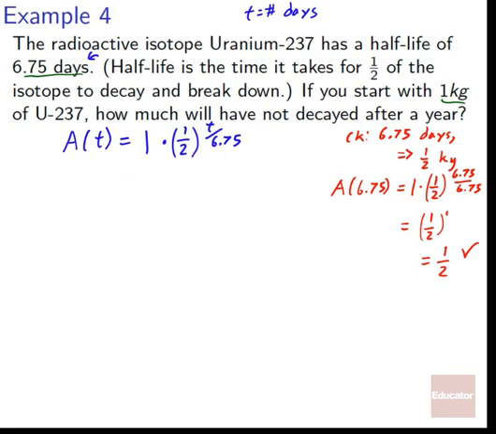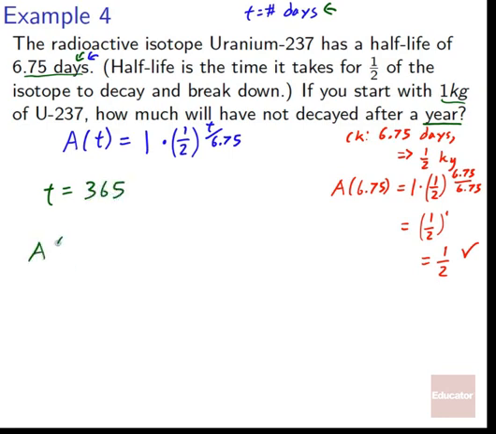So now we're going to ask ourselves, how long? What is the time that we're dealing with? In our case, t is 1 year. What is 1 year in days? Because we set up our units as days, because that's what our half-life was given to us in. So 1 year is 365 days.